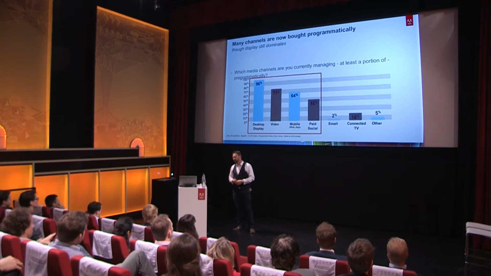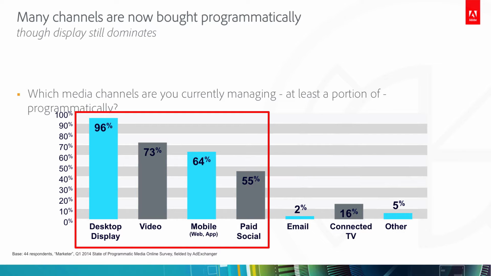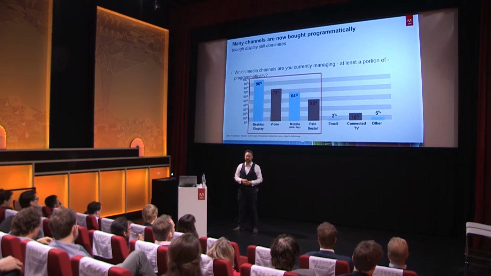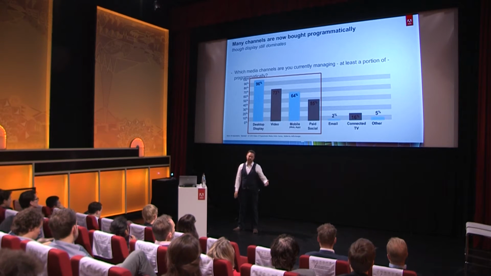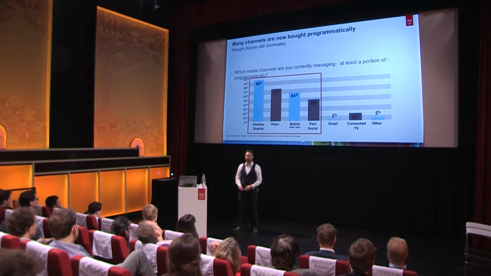And then finally, it's not just display. Yes, display is the main area where programmatic helps us out, but as we get across to mobile and video and even social, you're starting to see this programmatic automation help people reach audiences that just wouldn't have been scalable before.